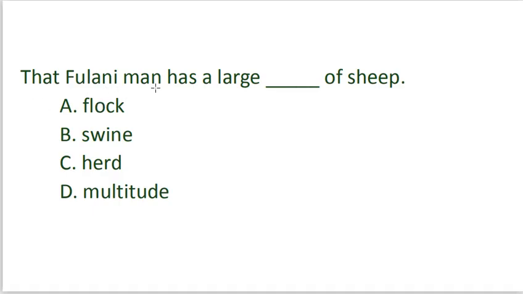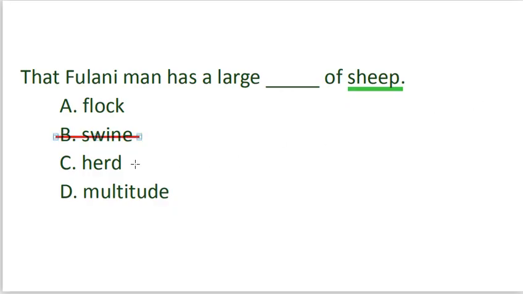A. Flock. B. Swine. C. Herd. D. Multitude. What this question requires from us is the correct collective noun for sheep. Now let's begin to look at each of those options. Option A, flock. That is a collective noun for sheep or birds. Swine is a collective noun for pigs. And what we have in this question is not pig, it's sheep.